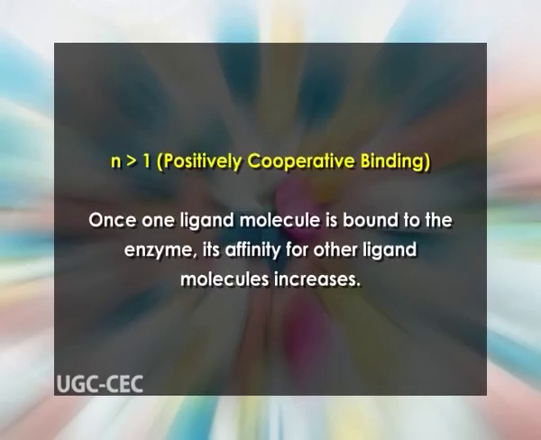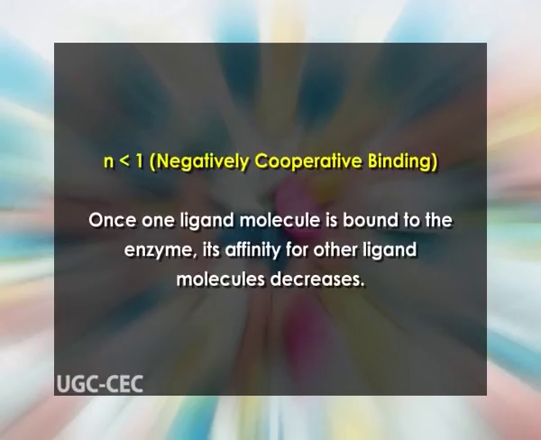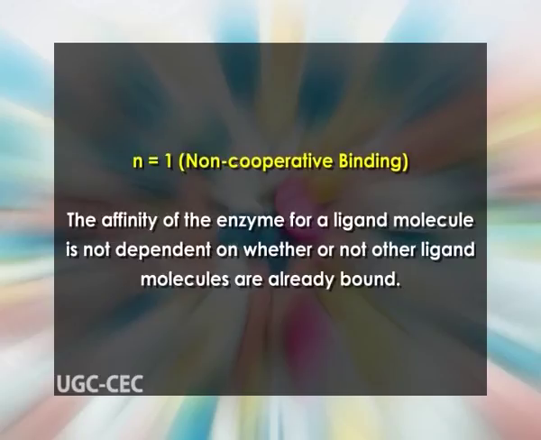When appropriate, the value of the Hill coefficient describes the cooperativity of ligand binding in the following way. n greater than 1 means positively cooperative binding. Once one ligand molecule is bound to the enzyme, its affinity for other ligand molecules increases. n less than 1 means negatively cooperative binding. Once one ligand molecule is bound to the enzyme, its affinity for other ligand molecules decreases. And n equal to 1 is non-cooperative binding. The affinity of the enzyme for a ligand molecule is not dependent on whether or not other ligand molecules are already bound.